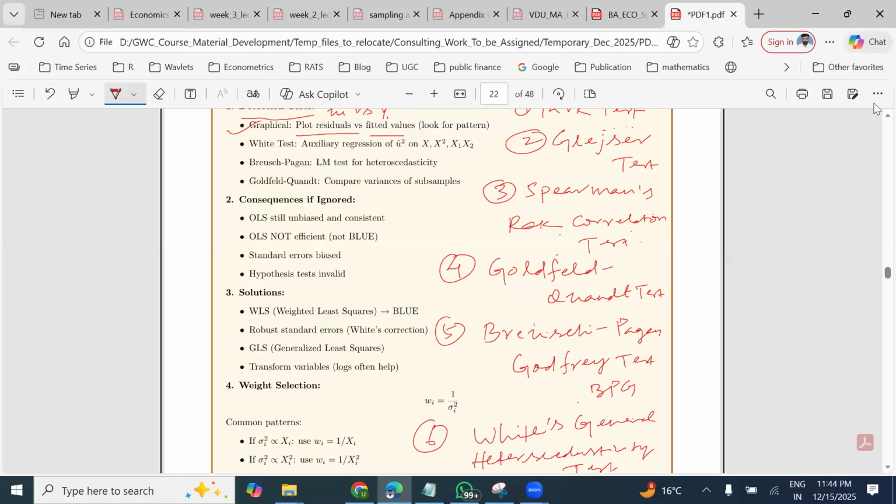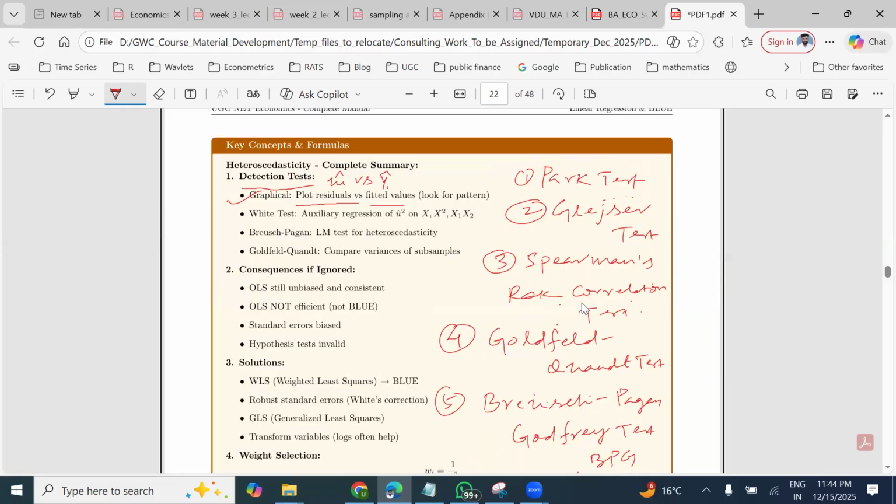Yes, sir. Now if you say, sir, we will just estimate the regression and we don't care to check for heteroscedasticity, so what will happen, Sangeeta?